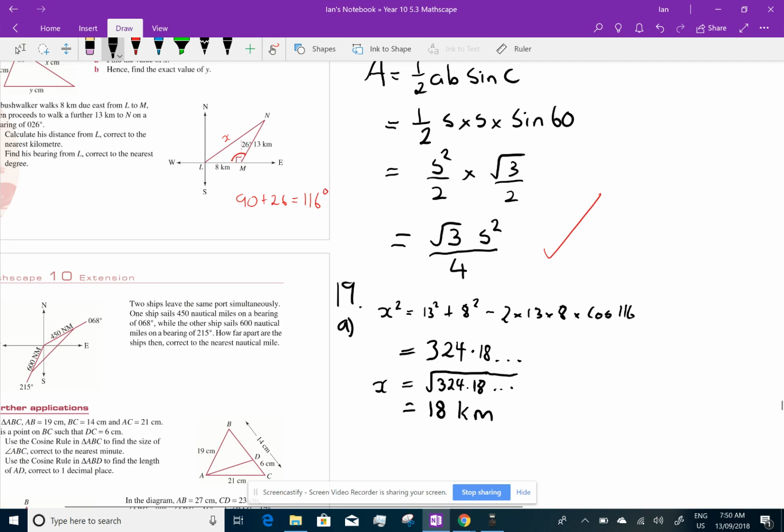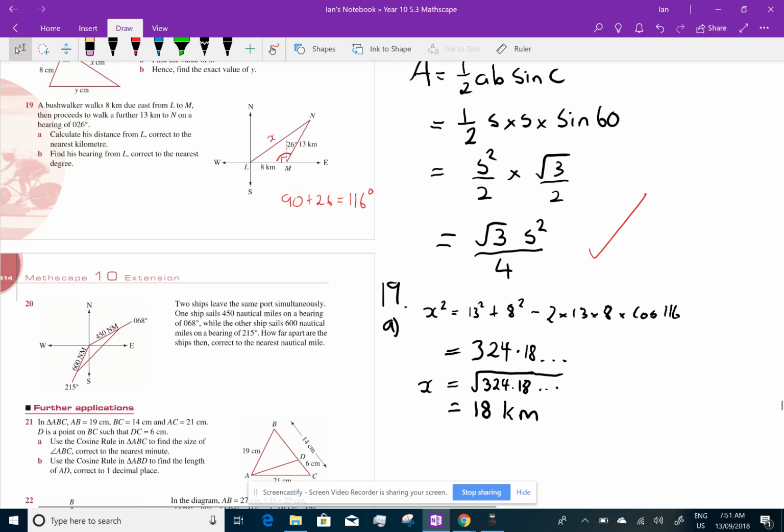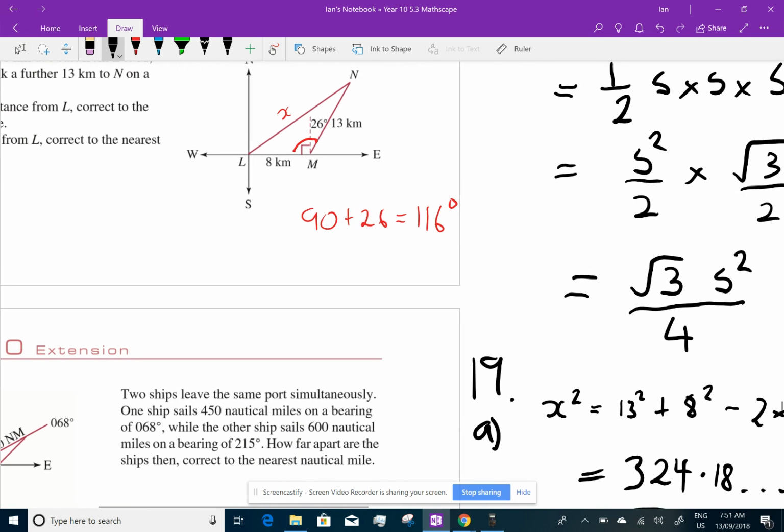It says, find his bearing from L. So we've got to find, I'm just going to zoom in here, from L. So you're standing at L, so we've got to find that angle in there, which means essentially we find this angle in here, we'll call that alpha. If we find alpha, we just subtract it from 90, which will give us the bearing.